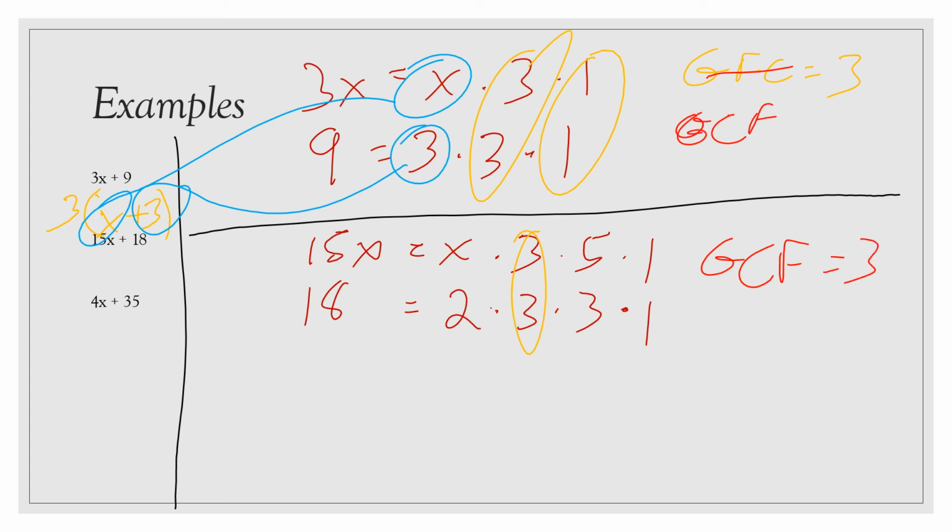It is 3. So we're going to write it over here as 3, open parenthesis. What did we have left here for 15x? We had a 5 and an x. Plus, use the same sign as we had over there. Right down here we had a 2 and a 3, so 2 times 3 is 6. And that is our factored expression there.